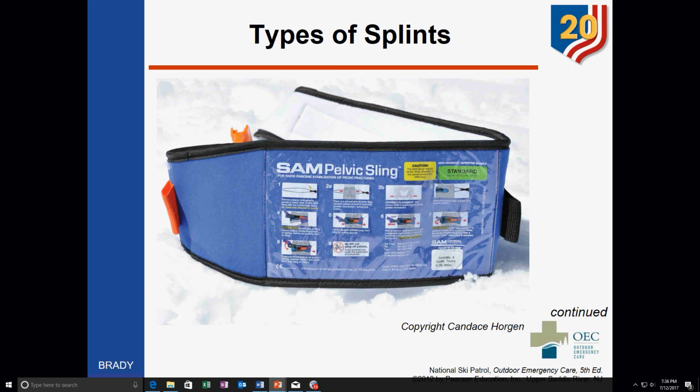SAM splint, pelvic sling is very important. You'll learn how to use that. There are times you use it and times you don't. We'll talk about that. But it's a very good immobilization device.